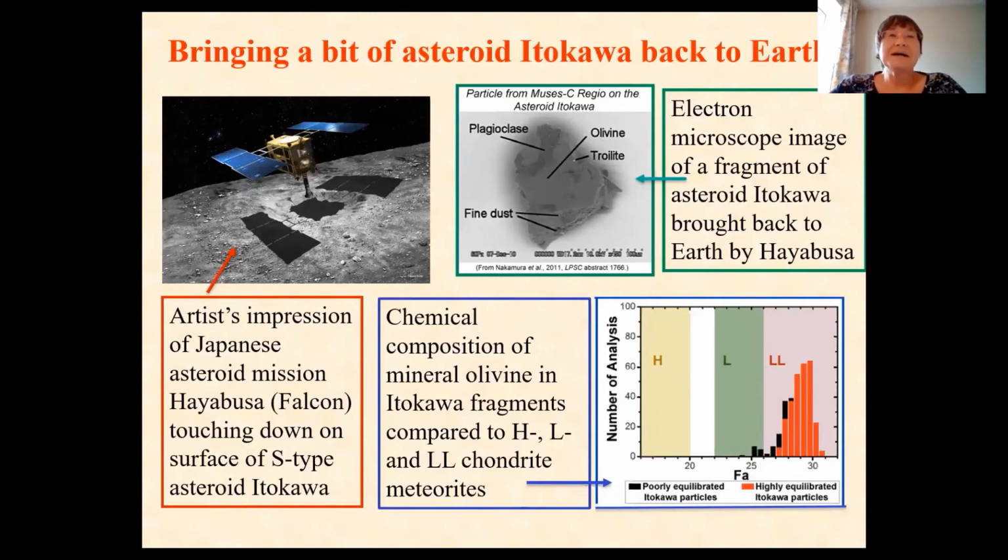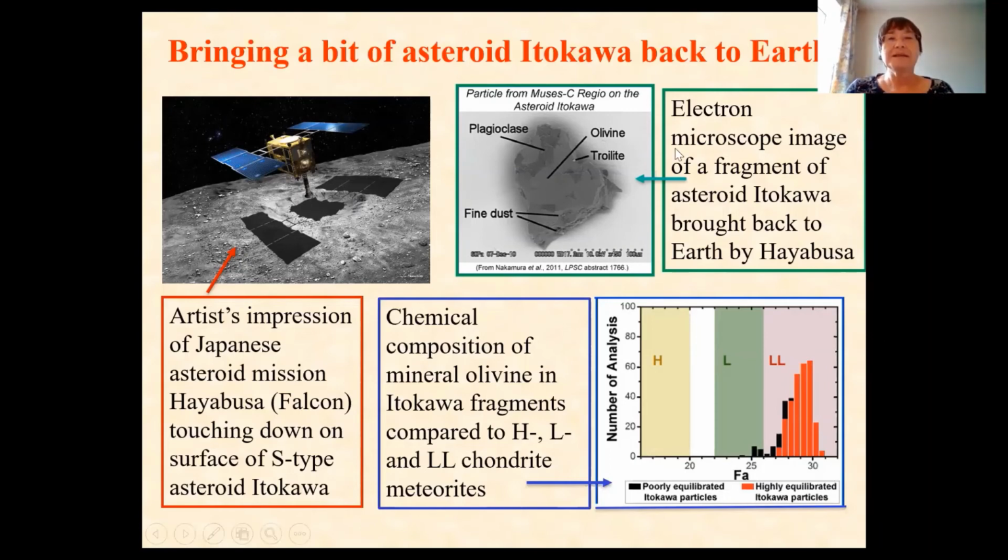So far, we've only managed to visit one asteroid and bring a bit of rock back to Earth. This was done by the Japanese. They visited the asteroid Itokawa, and their Hayabusa mission touched down on the surface of this S-type asteroid, as you can see in the top left-hand corner where we have an artist's impression. Hayabusa means falcon. It basically swooped down over the surface of the asteroid and grabbed a sample. Unfortunately, it didn't grab a very big sample, but Japanese scientists didn't worry too much about that because they got enough for them to do a lot of science.